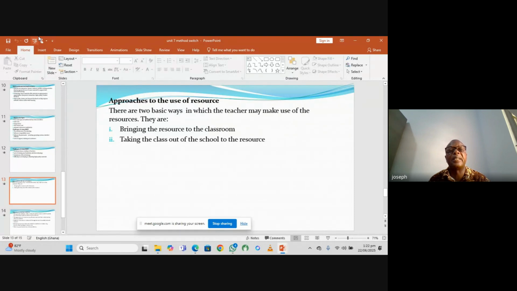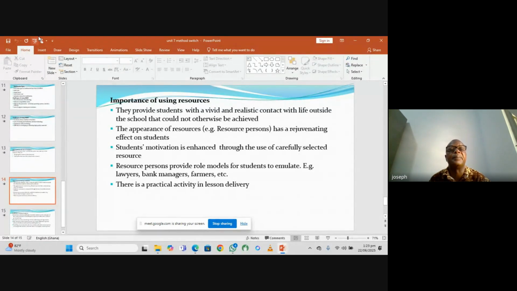Approaches in using the resources. We have two approaches in using these community resources. Either you bring the resource to the classroom, where you bring in the resource person, or you take the class to the resource, where you move them to the field as a field trip to go and have first-hand information about the phenomena in the community. So these are the two ways of using the community resources. Either you bring the resource to the school or you move the school to the resource.